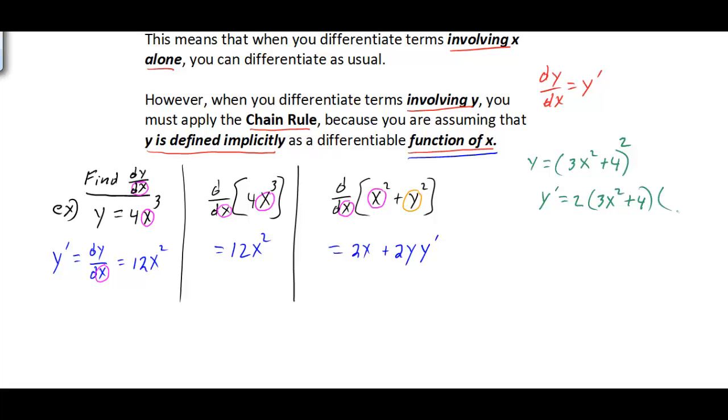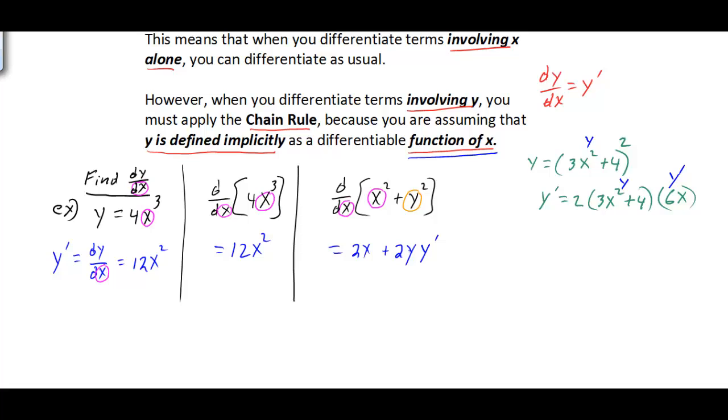Then we have to multiply this by what? The derivative of the inside of the function. So the derivative of the inside, 3x squared plus 4, would be 6x. To relate that to our problem with the y squared, think of the 3x squared plus 4 as being your y, and that is y squared, so the derivative would be 2 times y, the 3x squared plus 4, and the derivative of the inside is 6x, which would be the y prime.